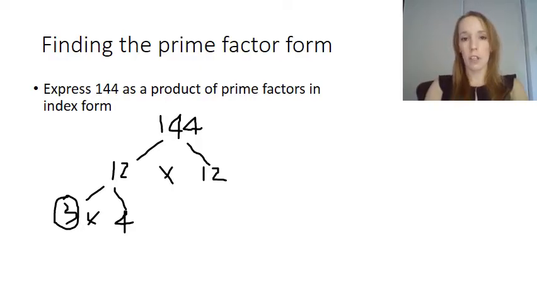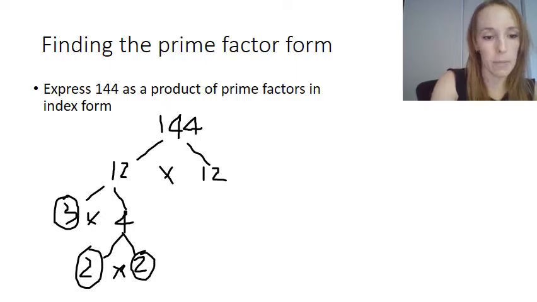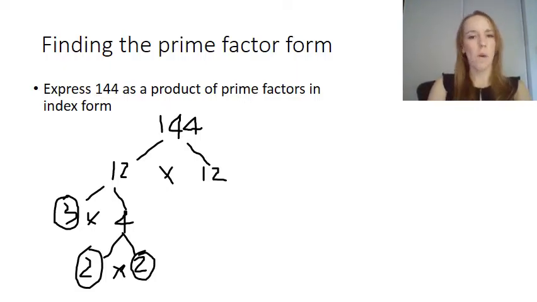But 4, I haven't got down to prime numbers, so I'm going to break it down a bit further. So I'm going to pick 2 of the factors of 4. Now the only option I've got is 2 times 2, which are both prime numbers. So some of you may be thinking, hang on, why didn't I do 1 times 4, because 1 is a prime number? Technically 1 isn't a prime number. I'm not going to get into that now. If you're curious, you can look it up. But for now, just note that 1 is not a prime number.